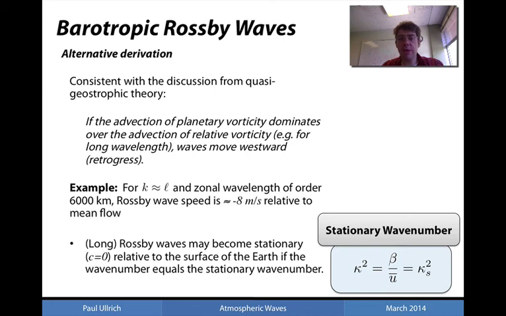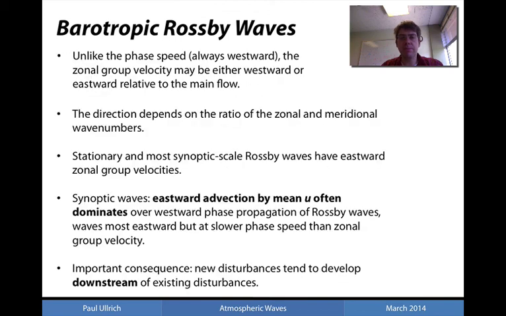Long Rossby waves may be stationary also if one computes the wave number at which the phase speed is exactly equal to 0. And so these will be stationary relative to the Earth's surface. And the stationary wave number can actually be computed directly from the phase speed relationship and takes the form kappa squared equals beta over u bar. Note that this actually provides a family of wave number solutions of k, l pairs, all of which, if they satisfy kappa squared equals beta over u bar, will be stationary relative to the surface.